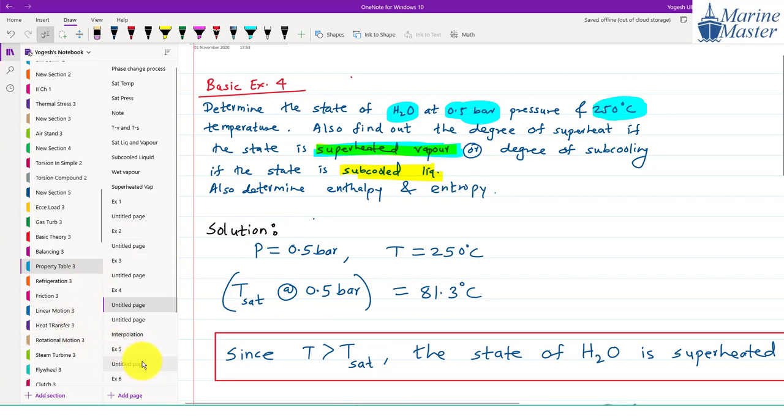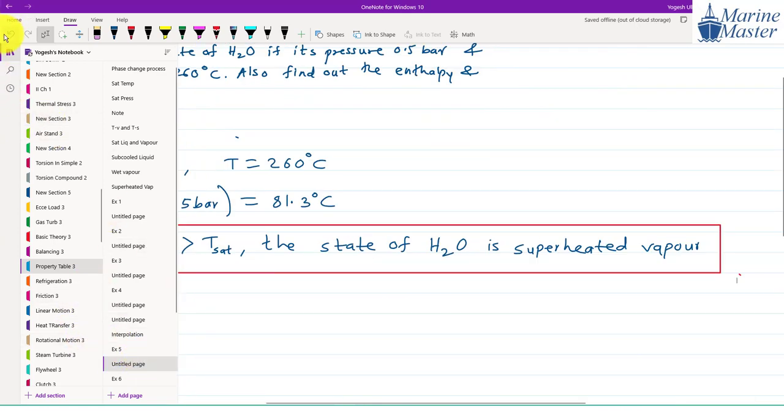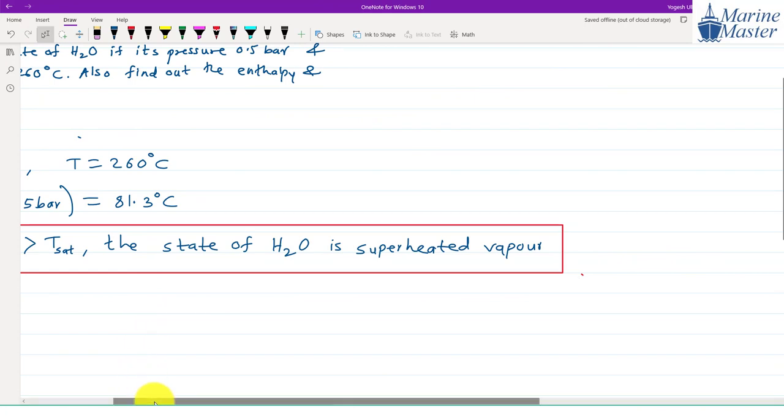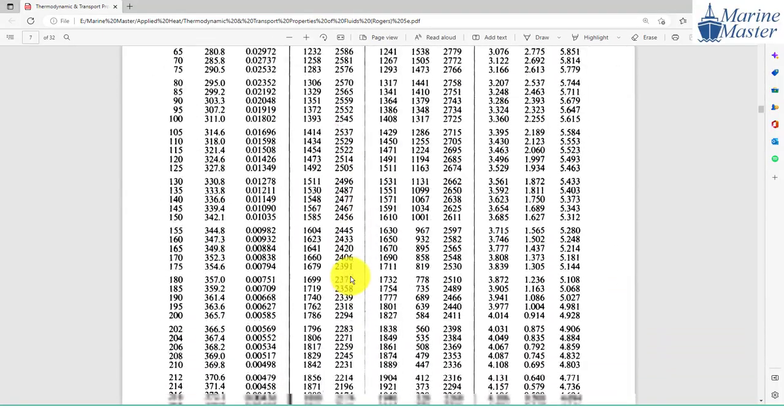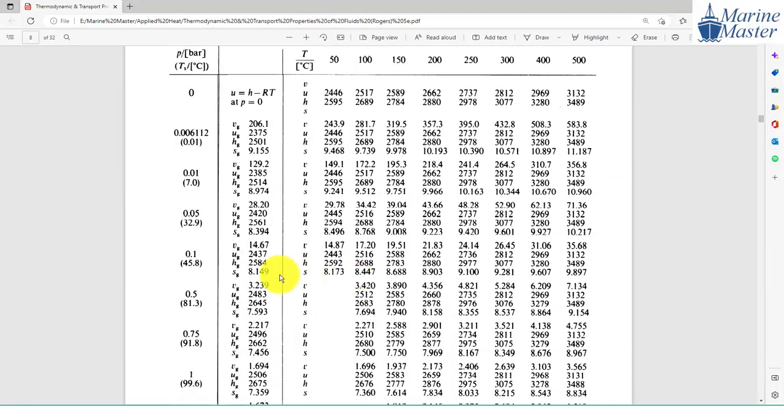But if you observe here, guys, in this question what temperature do we have? 260 degrees Celsius. And if you go to the superheated table for 0.5 bar, see this one. For 0.5 bar, the 260 degrees Celsius entry is not available. For 0.5 bar it will start from 100, 150, 200, 250, 300, 400, 500. But 260 is not available. And here comes the role of interpolation.